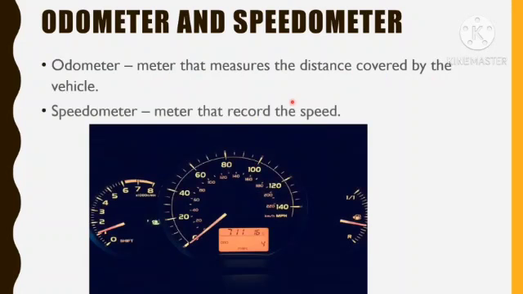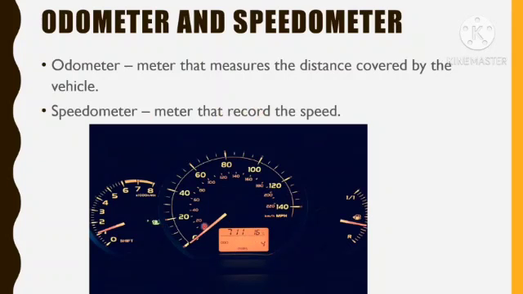Speedometer is the meter that records the speed. If you see this here, what is the odometer? This is the odometer. Here it is given, this vehicle ran 4 miles. So this is the odometer, which is measuring the distance covered by the particular vehicle.